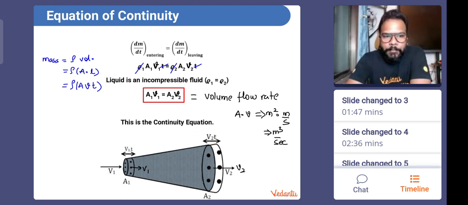Okay, everyone understands this? Quickly, it is a very simple equation. You have to keep this in mind. A1 V1 equal to A2 V2. Is that clear to everyone? Sure. Yes, Tushar. Go ahead.